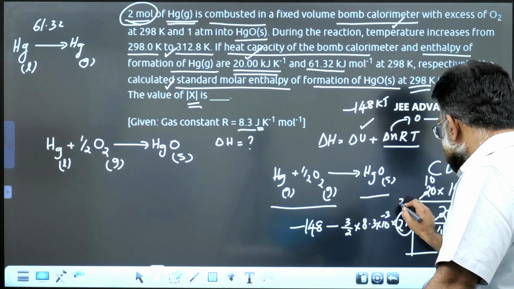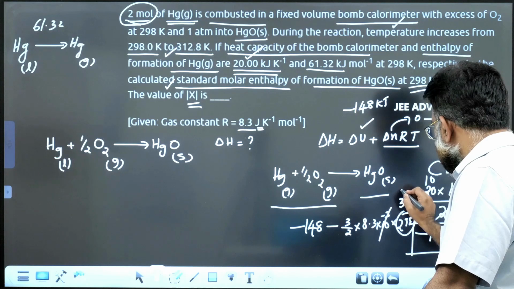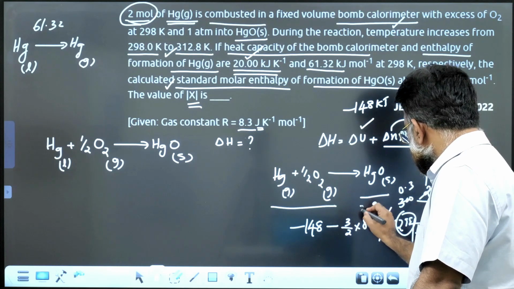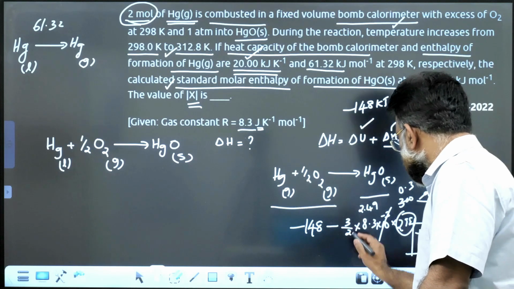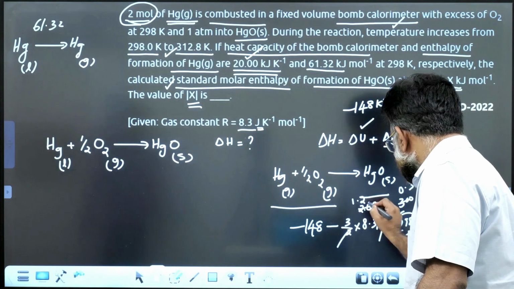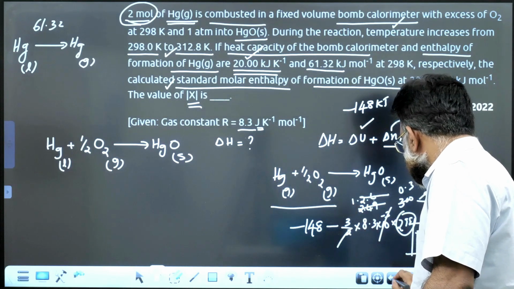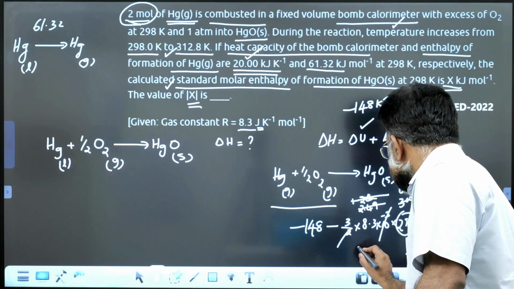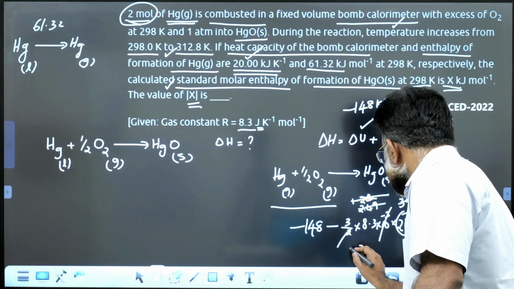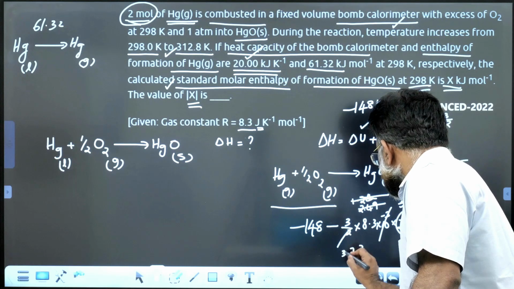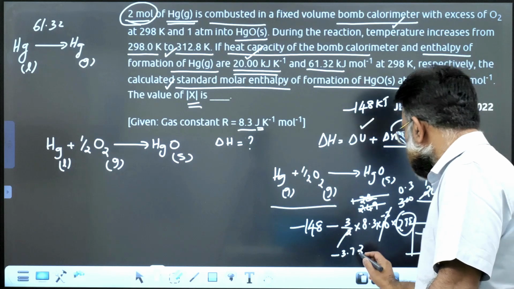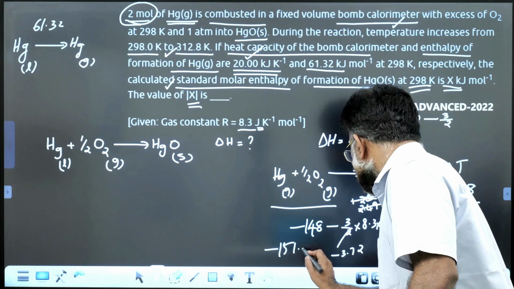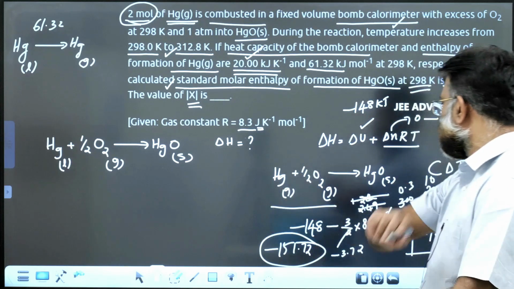So this 298 I am taking as 300, with the 10 power minus 3 it will be 0.3. 0.3 with 8.3 gives 2.49. 2.49 divided by 2 is 1.24 something. 1.24 something into 3 gives 3.72. So minus 148 minus 3.72 will be minus 151.72. That is delta H.